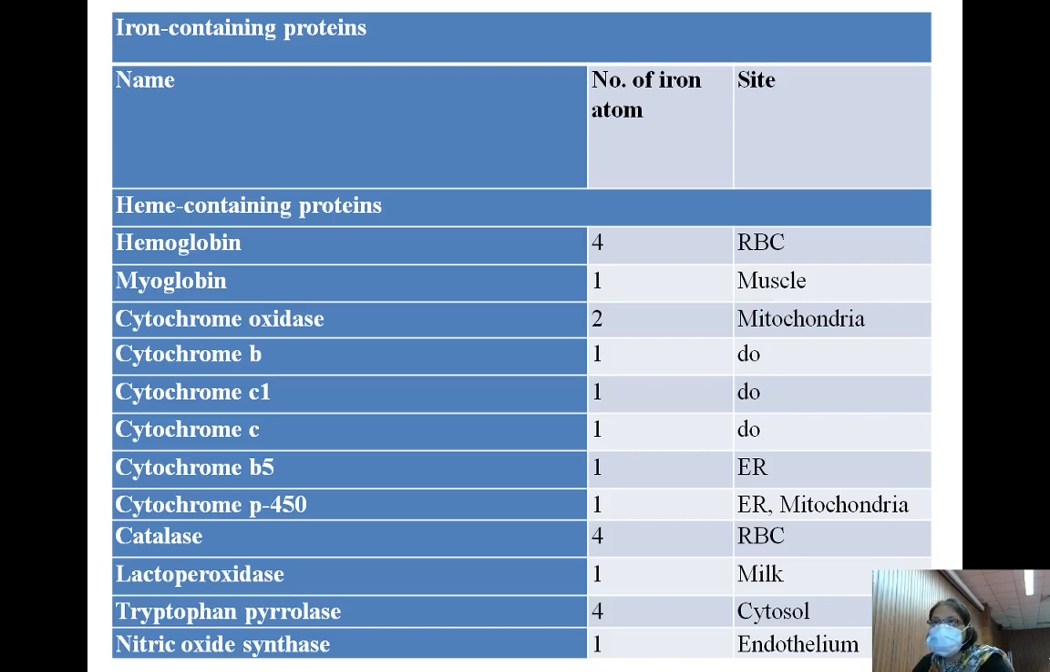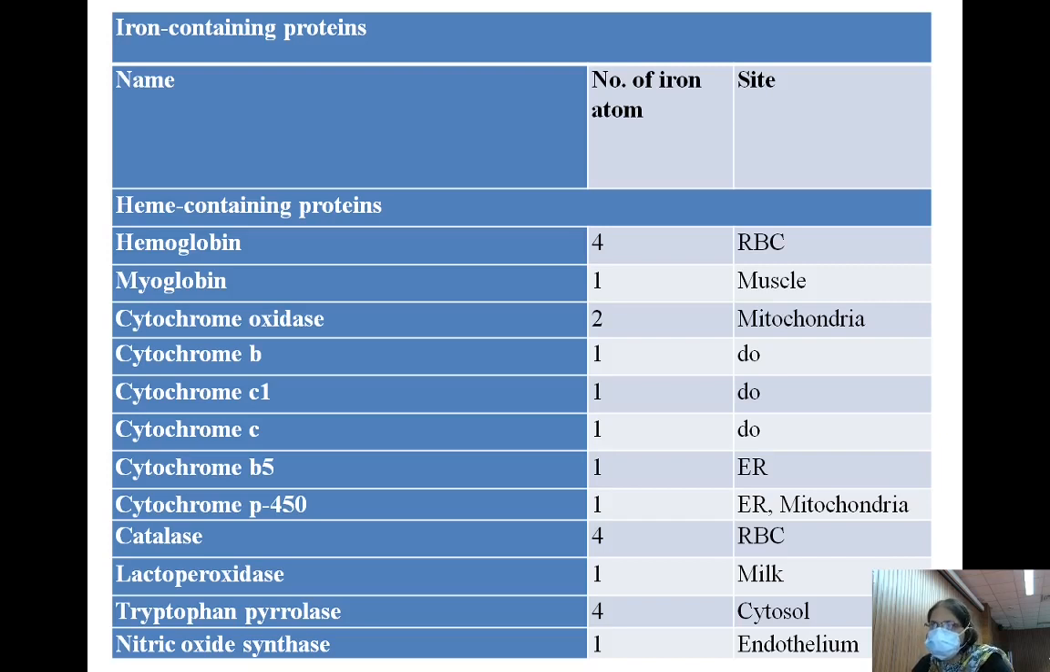Heme containing proteins include hemoglobin. The number of iron atoms is 4, because hemoglobin has 4 hemes and each heme contains 1 iron. It occurs inside the RBC. Myoglobin has only 1 polypeptide chain, 1 heme, so 1 iron, and is present mostly in muscle.